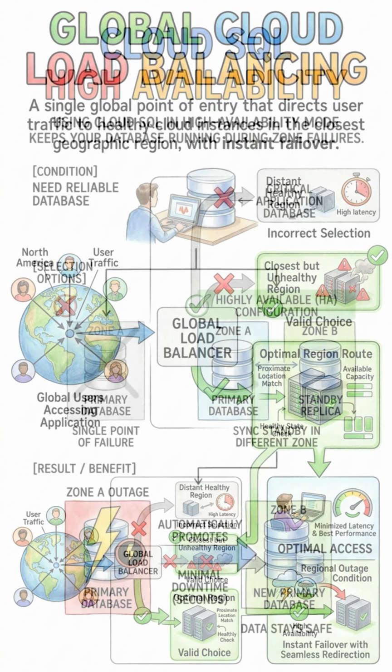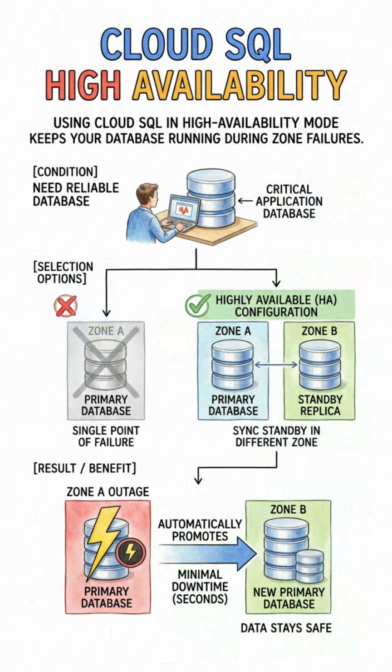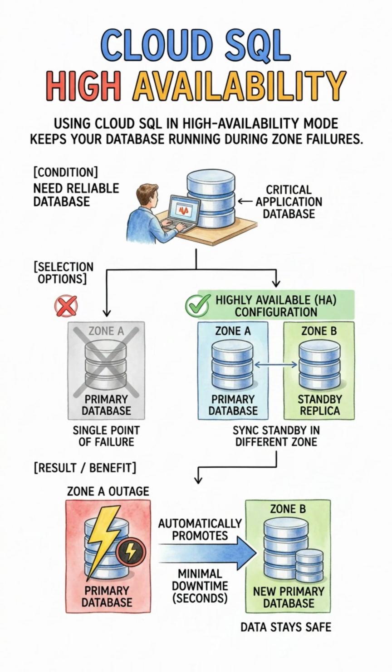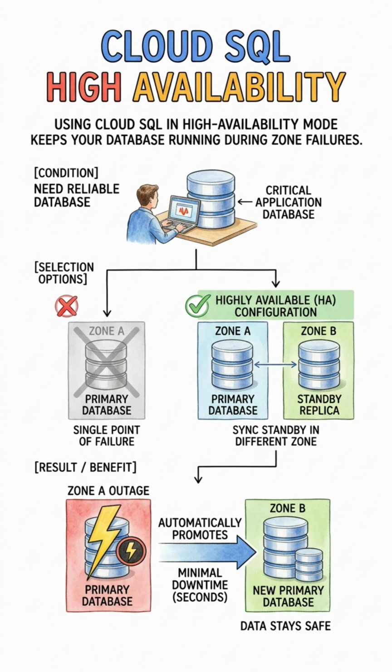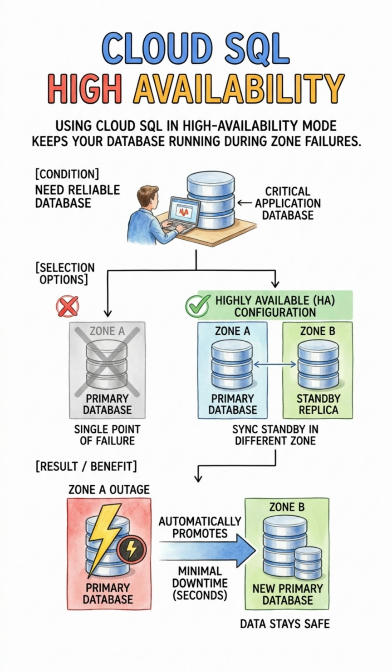When designing a database architecture, high availability requires careful planning. Cloud SQL offers a highly available configuration that automatically synchronizes your primary database with a standby replica located in a completely different zone. If the zone hosting your primary database experiences a massive power outage, Cloud SQL automatically promotes the standby replica to become the new primary database within seconds.